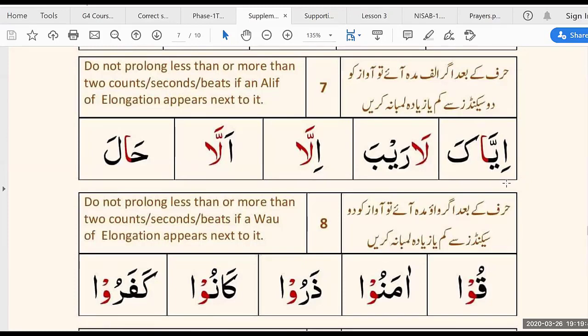A'udhu billahi minash shaitanir rajim. Bismillahir rahmanir rahim. Iyyaka la raiba illa. Slowly, if you can read each word slowly, please. Iyyaka la raiba, illa, Allah. Jazakillah. L201.